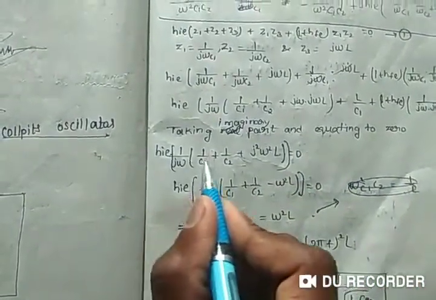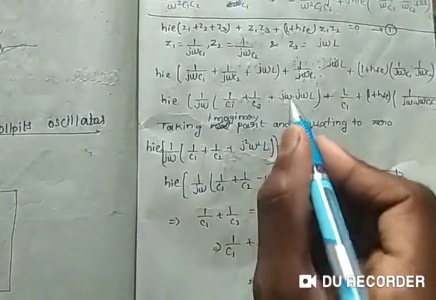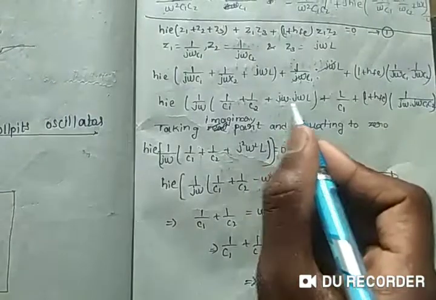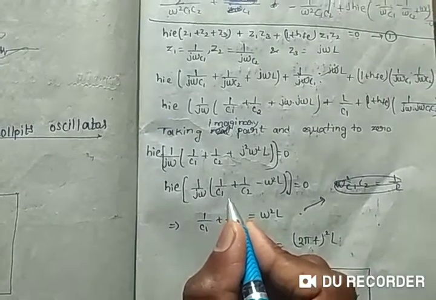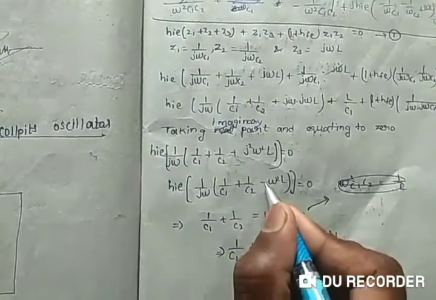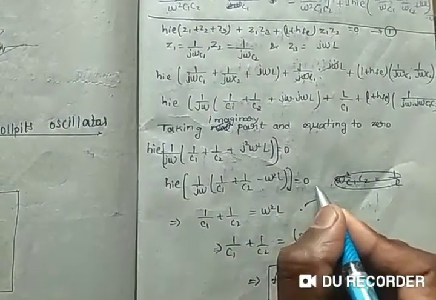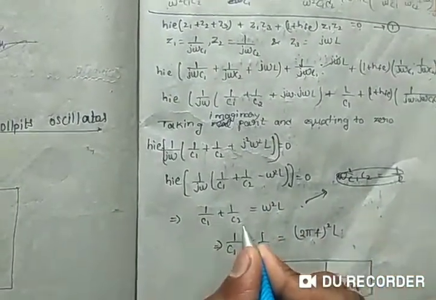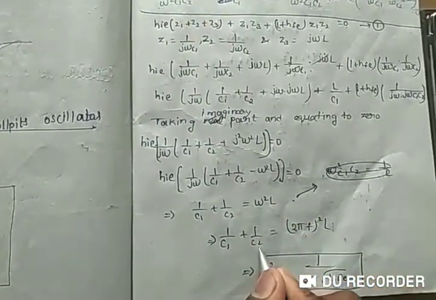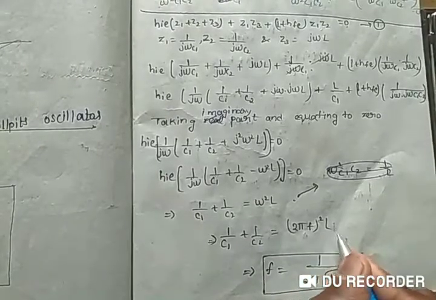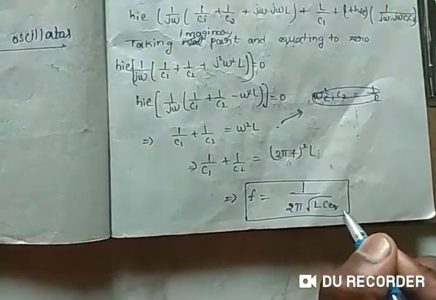1 by j omega into 1 by C1 plus 1 by C2 plus j square omega square L, that is equal to 0. We know that j square value is equal to minus 1, and minus omega square L is equal to 0. 1 by C1 plus 1 by C2 is equal to omega square L. 1 by C1 plus 1 by C2 is equal to 2 pi f whole square into L, and the frequency is equal to 1 by 2 pi root over L into C equivalent.